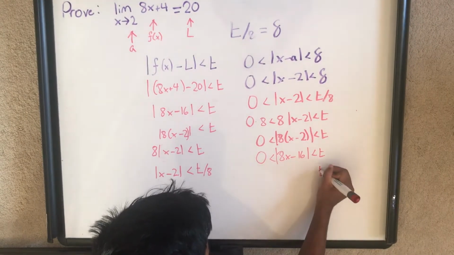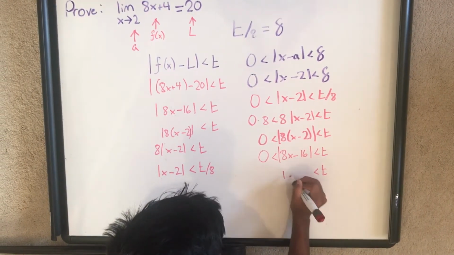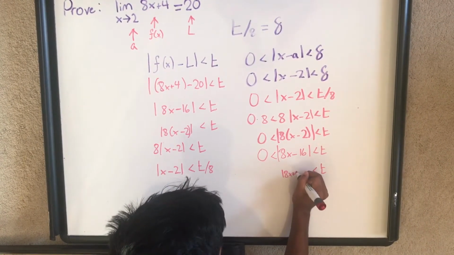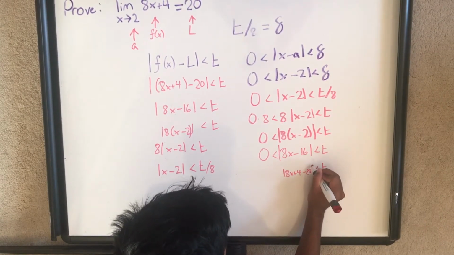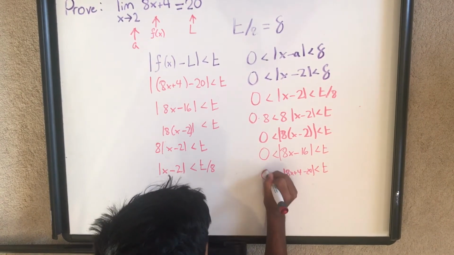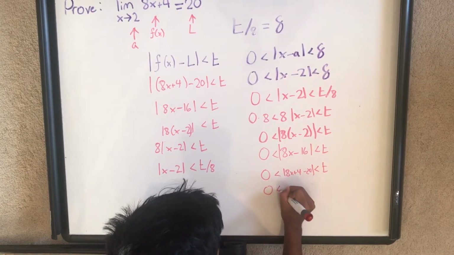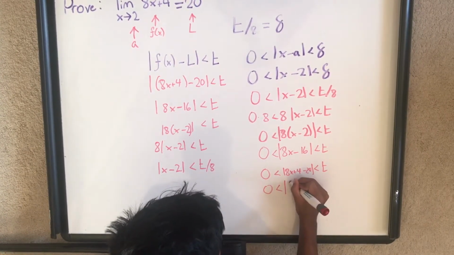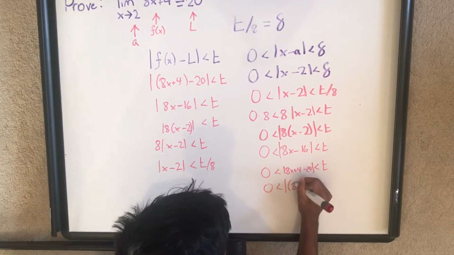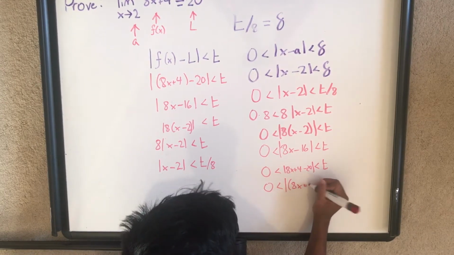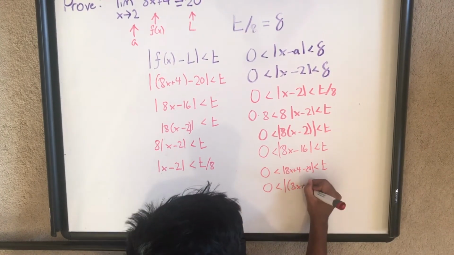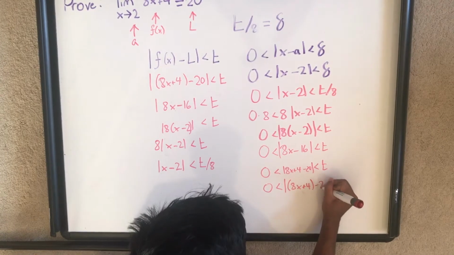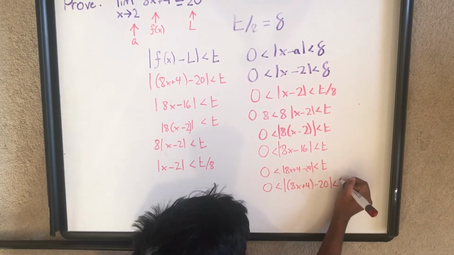And we can go ahead and split it up, so we can say that 0 is less than the absolute value of 8x plus 4 minus 20, which is the same as 4 minus 20, which is minus 16. So we still have the same statement, we're just splitting it up. And from there, if we put 8x plus 4 in parentheses, we see that it resembles the original function f of x, and 20 is actually our L value.